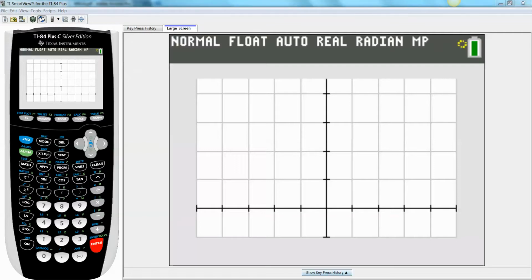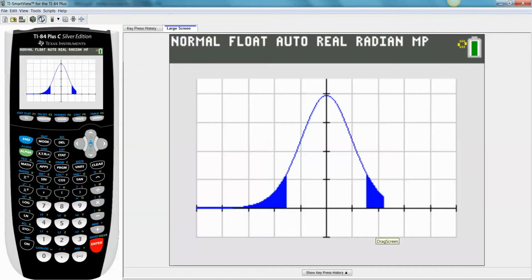All right, and then it should be drawing any second now. It's a little bit slow because it's quite a difficult function for the calculator to graph. But there it is. There's the left-hand tail. And there's the right-hand tail.